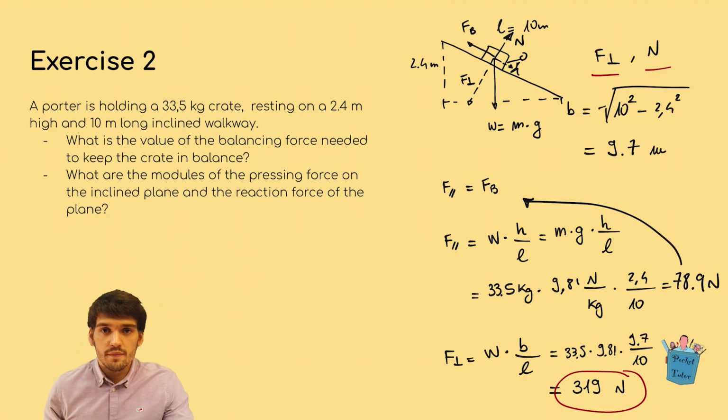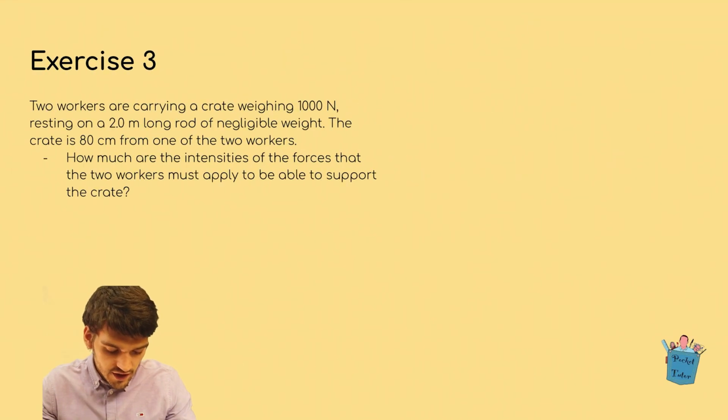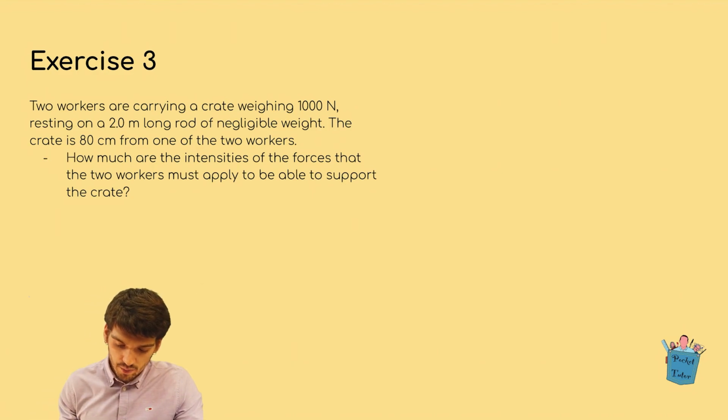The third problem says two workers are carrying a crate weighing 1,000 newtons, resting on a 2 meters long rod of negligible weight. The crate is 80 centimeters from one of the two workers. How much are the intensities of the forces that the two workers must apply to be able to support the crate? And also in this case, let's draw a picture.